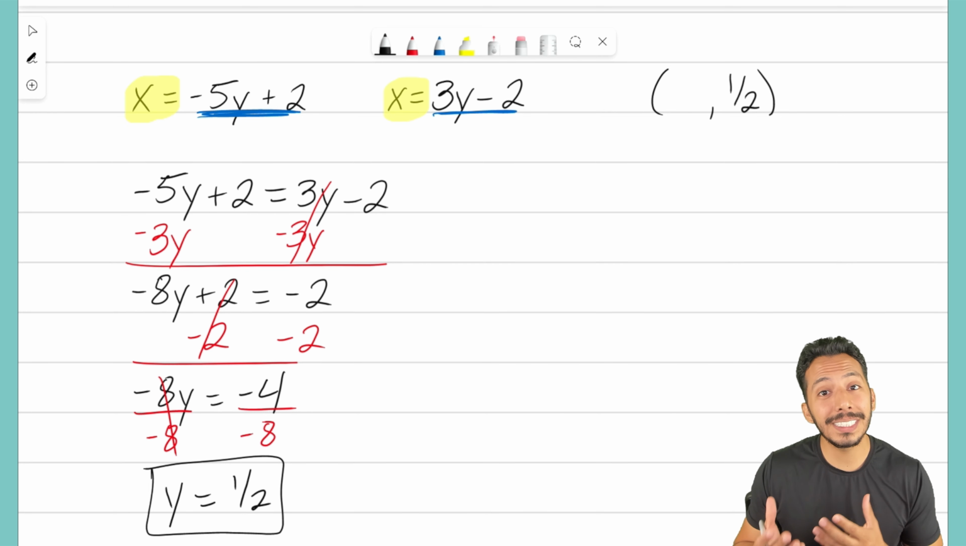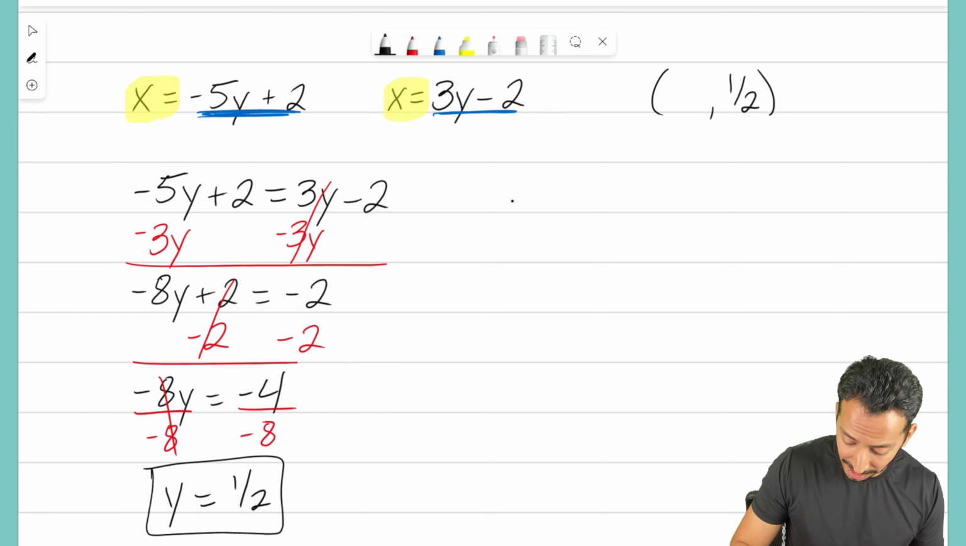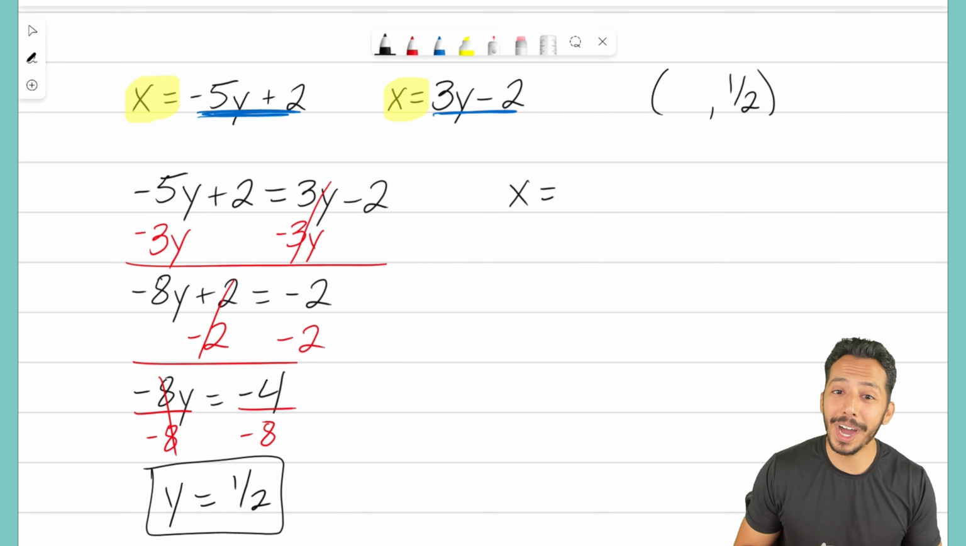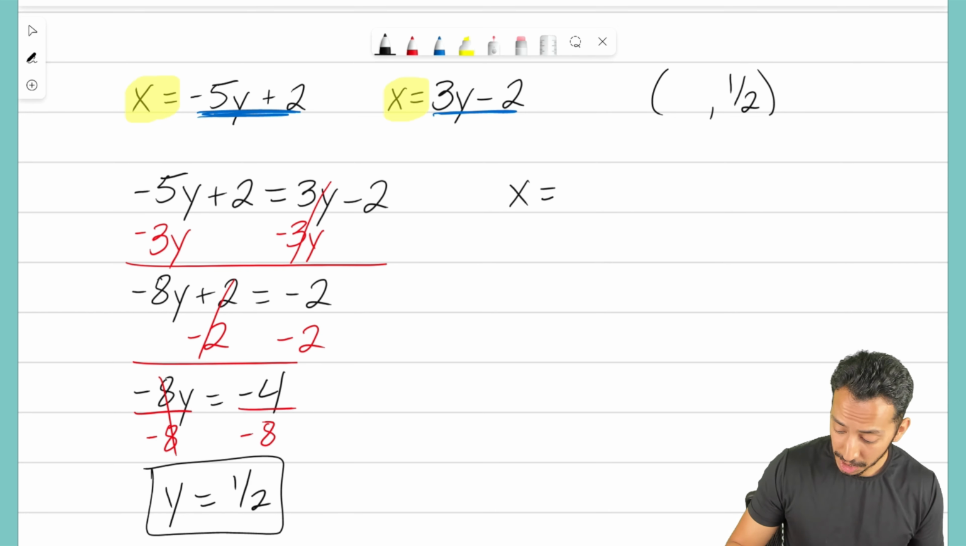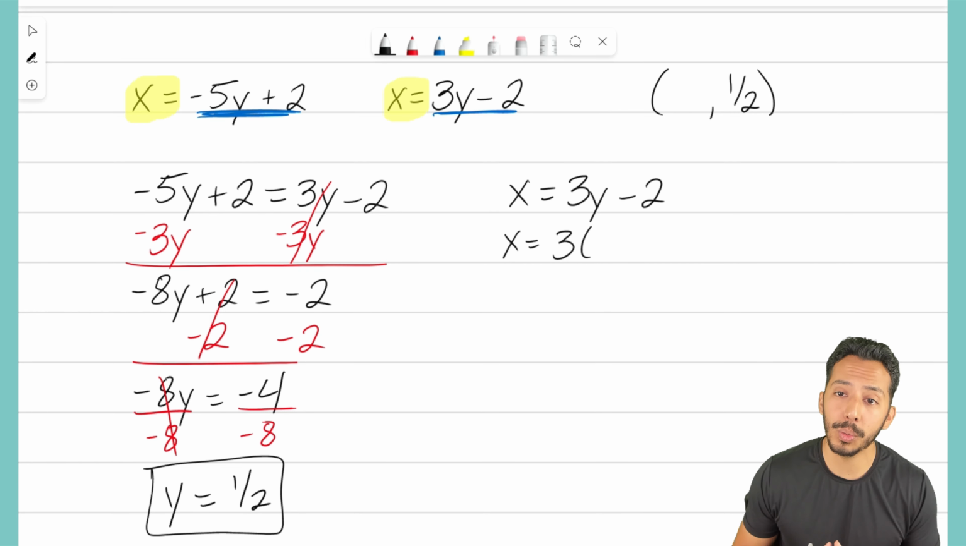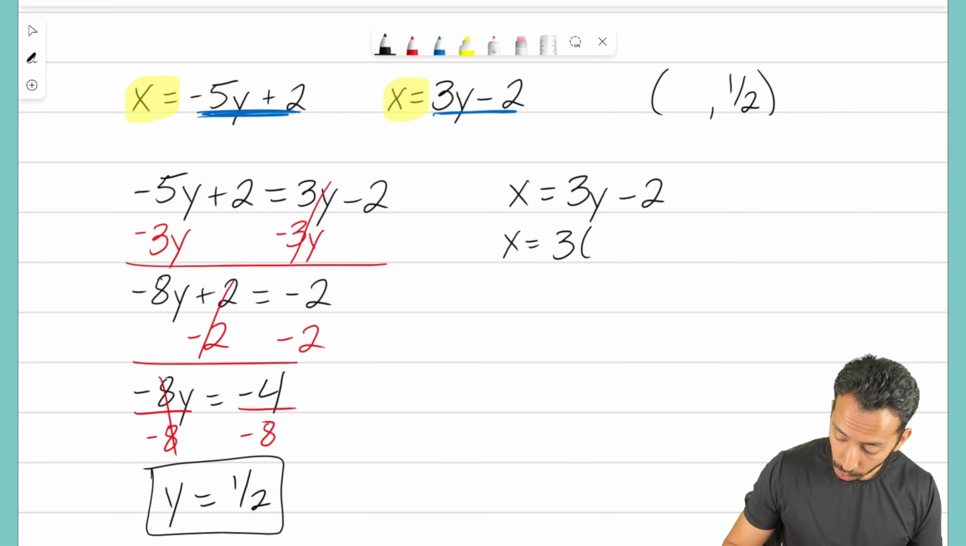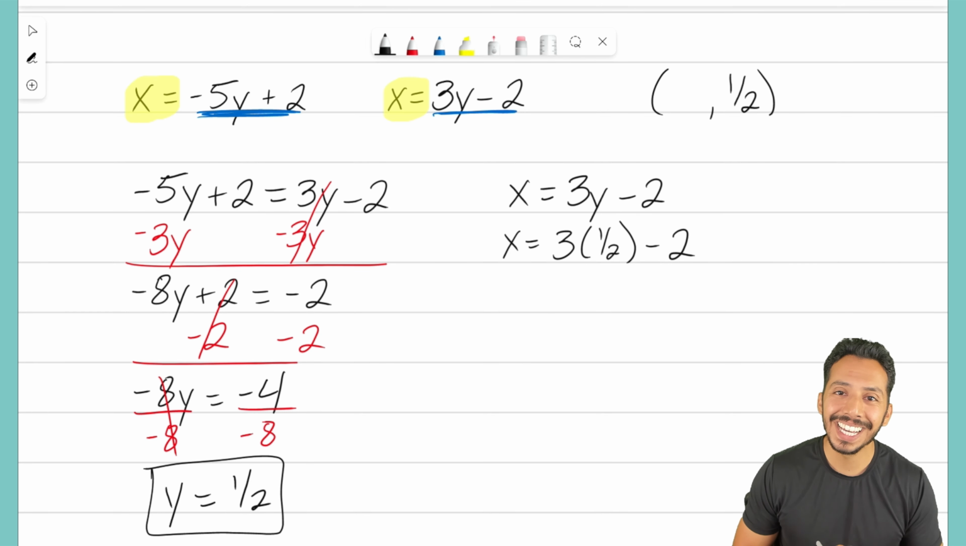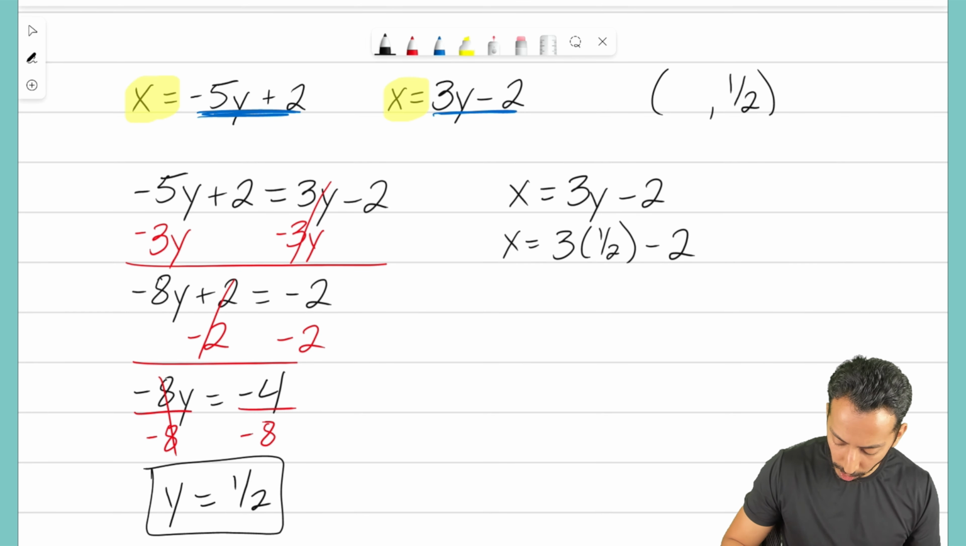I think that would be the second equation. It has one less negative on the y term. I think that'll help us out. So I'm going to use 3y minus 2, but I know what my y equals. We just found out what y equals. y equals 1/2. So I'm going to plug in the 1/2 for y, and now I just got to solve this out.